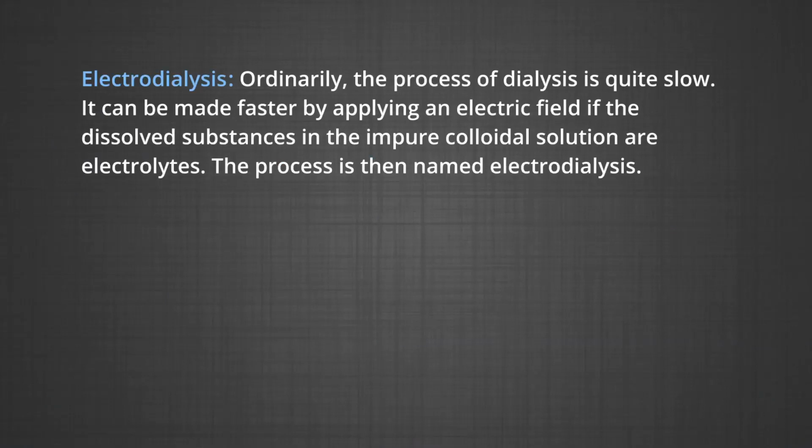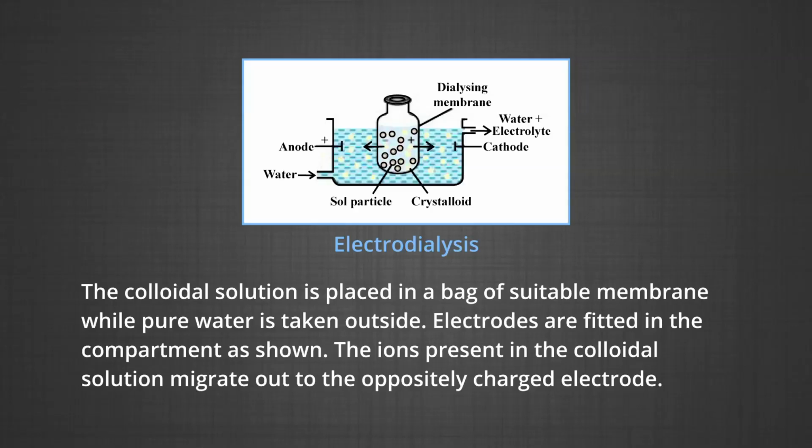Electrodialysis. Ordinarily, the process of dialysis is quite slow. It can be made faster by applying an electric field if the dissolved substances in the impure colloidal solution are electrolytes. The process is then named electrodialysis. The colloidal solution is placed in a bag of suitable membrane while pure water is taken outside. Electrodes are fitted in the compartment as shown in the figure. The ions present in the colloidal solution migrate out to the oppositely charged electrodes.